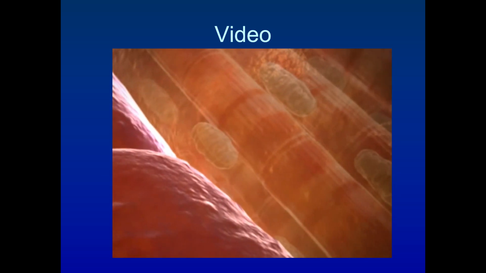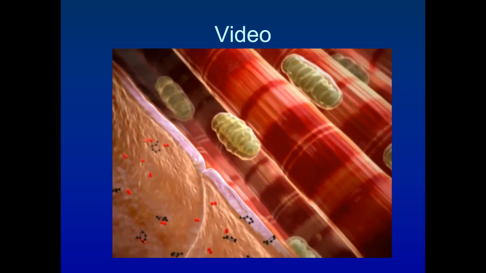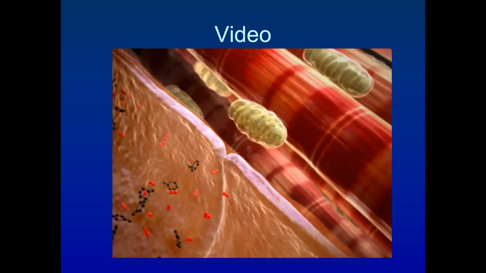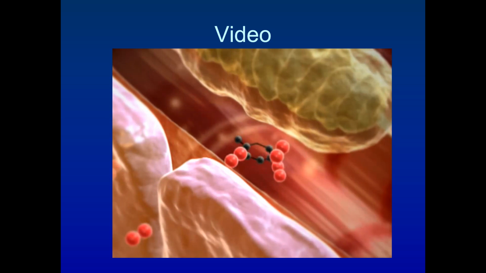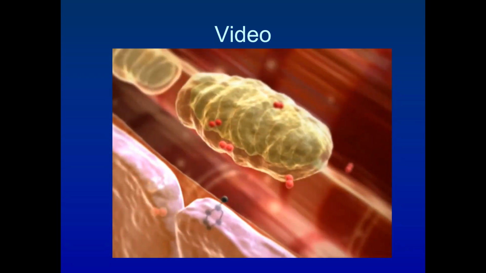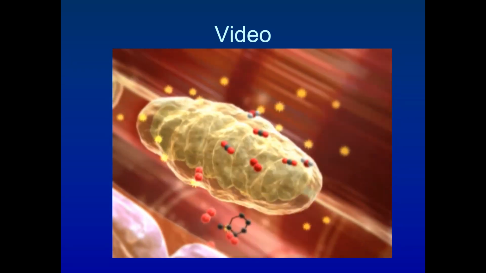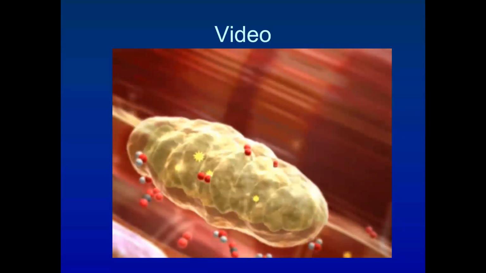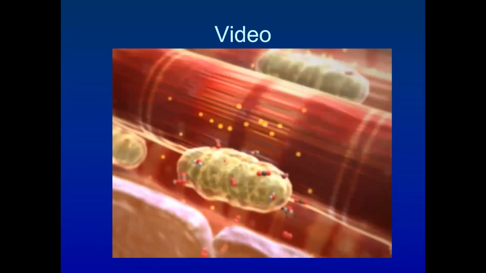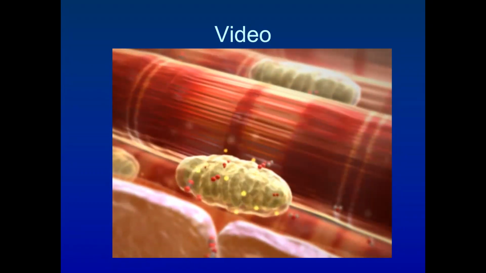Here, the blood vessel on the left delivers fuel and oxygen to a single muscle cell. In cellular respiration, energy in fuel is converted to ATP, shown here as starbursts. Most ATP is made in the cell's mitochondria. ATP powers the work of the cell, such as contraction.